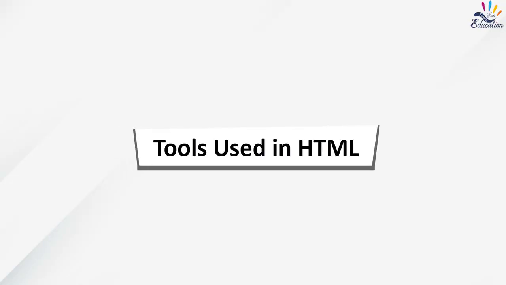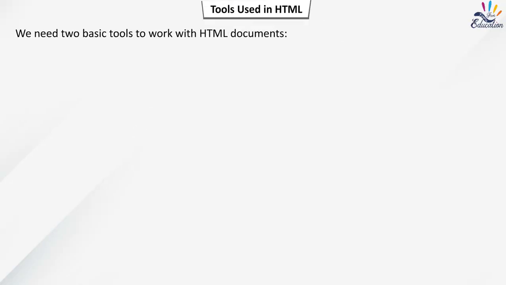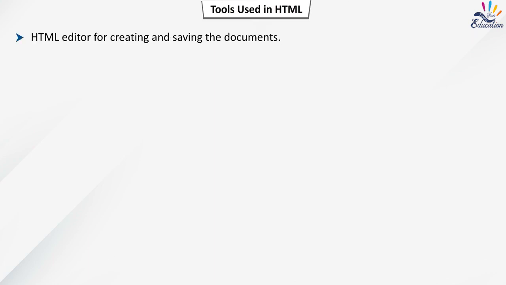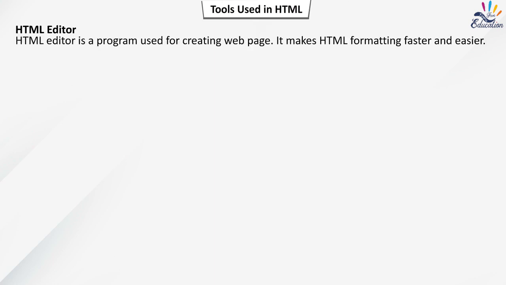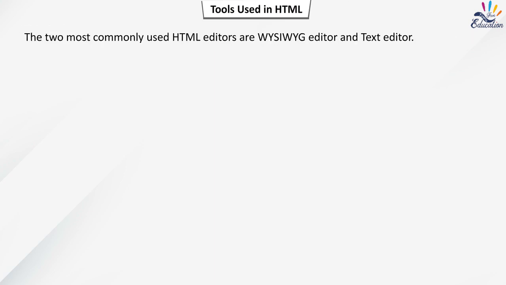Tools used in HTML. We need two basic tools to work with HTML documents. HTML editor for creating and saving the documents. Browser for viewing the documents. HTML editor. HTML editor is a program used for creating web pages. It makes HTML formatting faster and easier. The two most commonly used HTML editors are WYSIWYG editor and text editor.